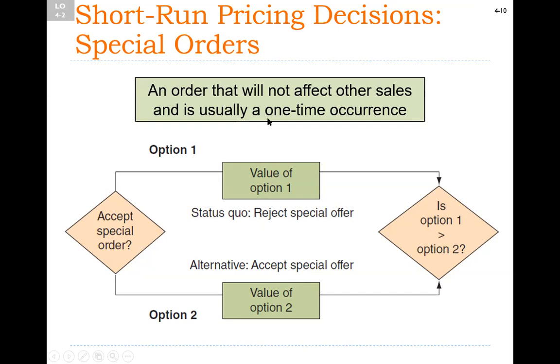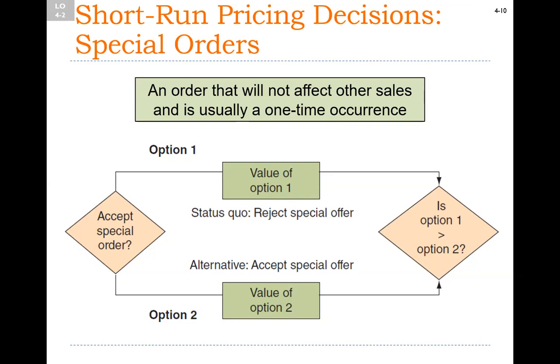Now we are assuming that with a special order that it's not going to impact our other sales, and it's only going to happen one time. If it's going to cannibalize my other sales or decrease capacity such that I can't meet my other sales, then I'm not going to consider it because I'm cannibalizing the profits that I'm making right now.